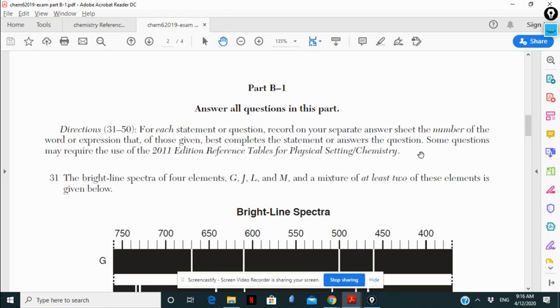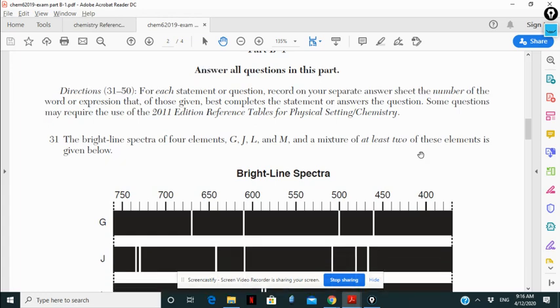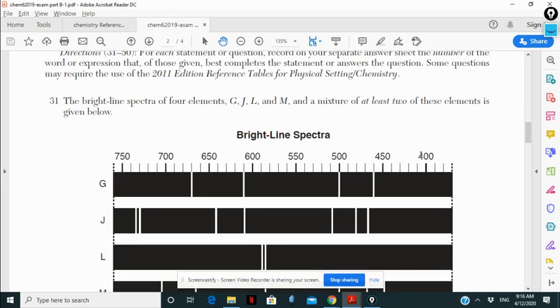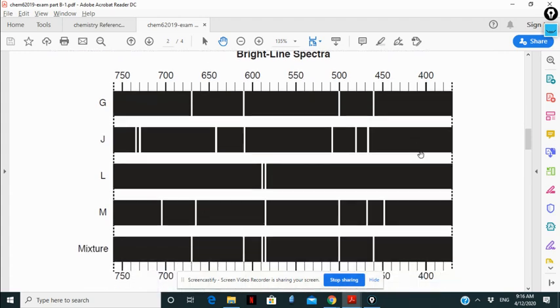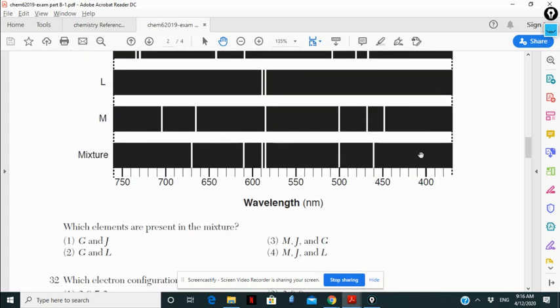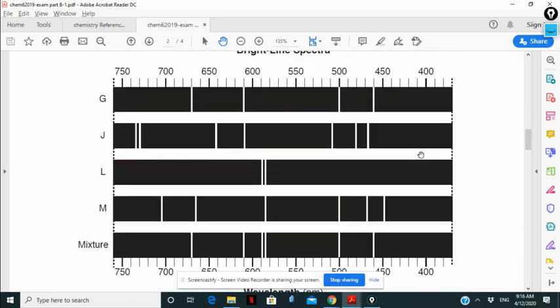Question number 31. You have bright line spectra of four elements G, J, L, and M, and a mixture of at least two of these elements is given below. Which elements are present in the mixture? So I have to compare the wavelengths there.